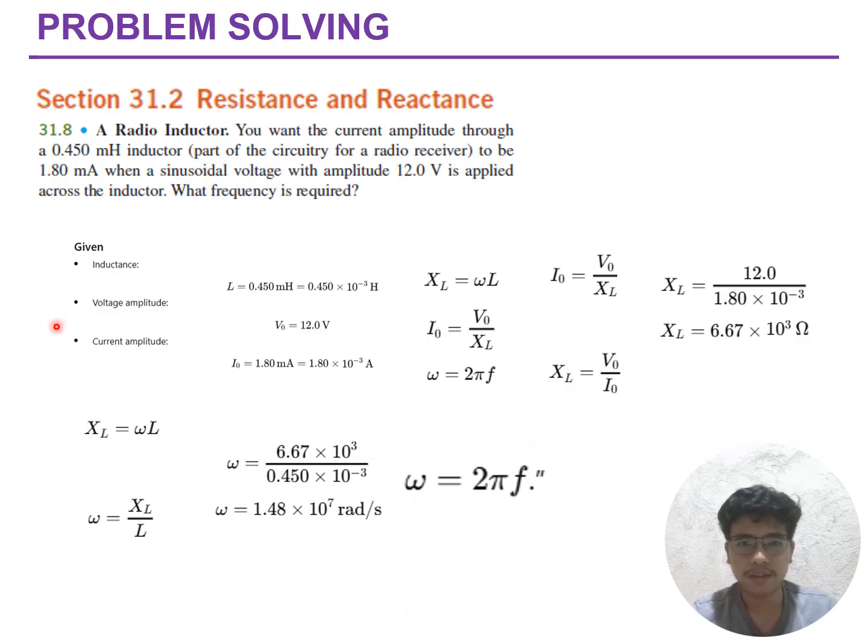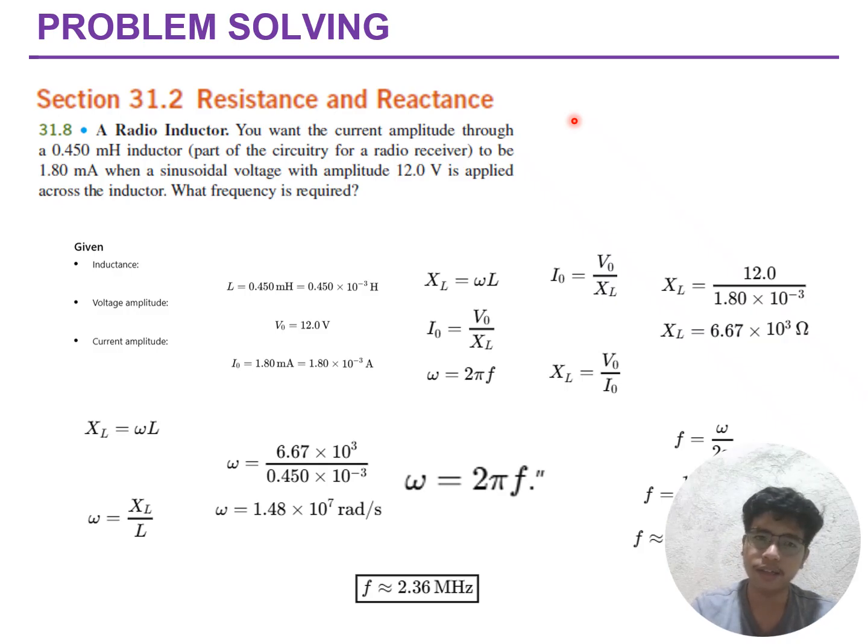Then after we convert, we have this solution to convert the angular frequency to frequency. So after that, the final answer is this one. So this frequency lies in the radio range, which explains why inductors like these are used in radio receivers. So at this frequency, the inductive reactance limits the current amplitude to the desired safe value at 1.08 MHz.